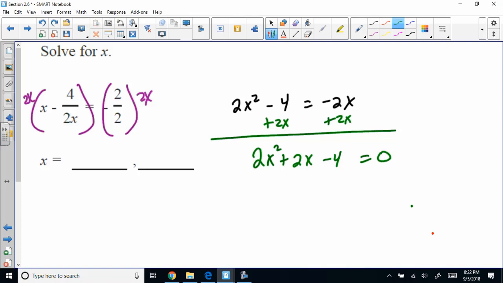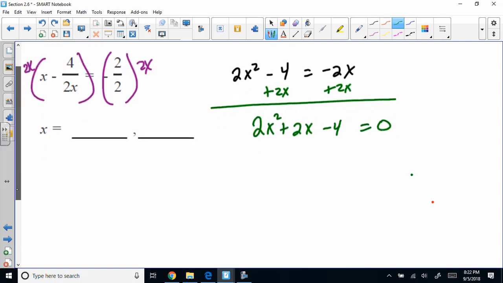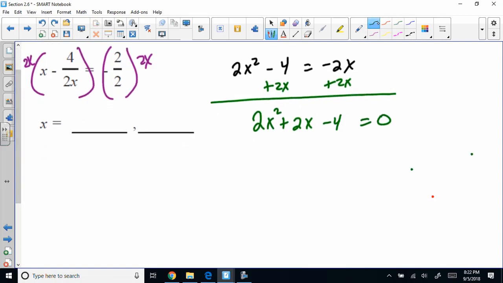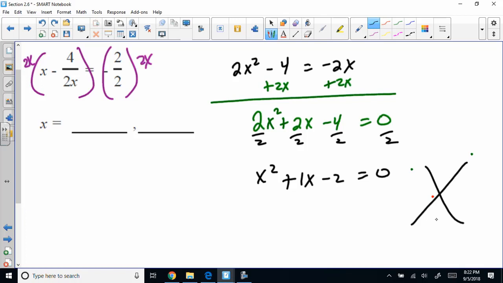You want to do factoring? Oh, you want to? All right, we can do that too, right? We just divide both sides by 2, so that's x squared plus 1x minus 2 equals 0, right? So what are values that when multiplied give you -2, but add together to give you +1? How about 2 and -1?